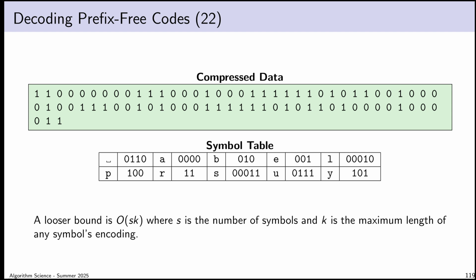And as a more loose bound, just to avoid having to count a particular table and talk about it in terms of all tables generally, if I have S symbols and each symbol has an encoding which is at most k bits, I could generate the tree from the table in big O of S times k time.